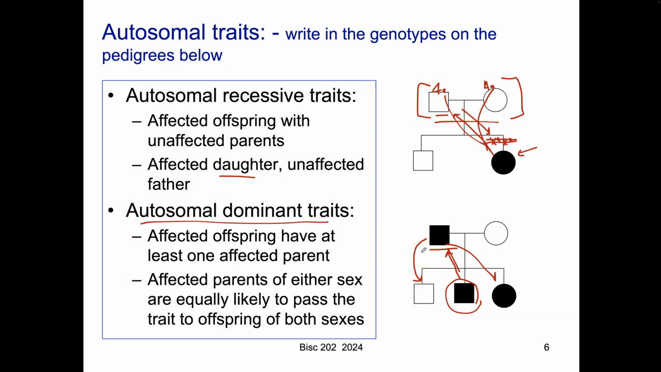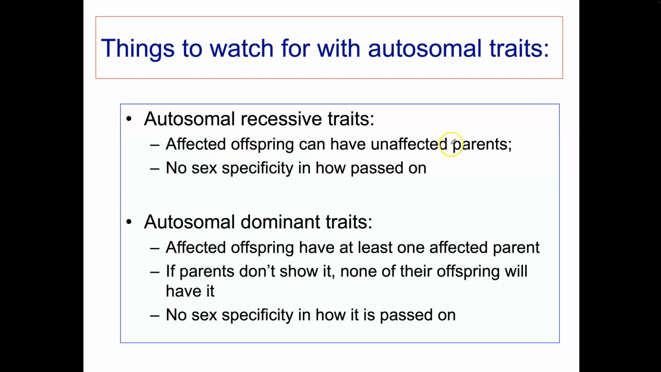autosomal is the hardest one. I will show you at the end of the lecture a method to, I think, most efficiently determine the most likely mode of segregation. Okay, so things to watch for. The affected offspring can have unaffected parents, and there's no sex specificity in how it's passed on. Affected offspring for autosomal dominant must have at least one affected parent. If the parents are not showing it, they're not going to have that trait in any of their children, and there is no sex specificity in how it's passed on. And I'm going to stop there, and we'll move on to X-linked traits in the next recording.